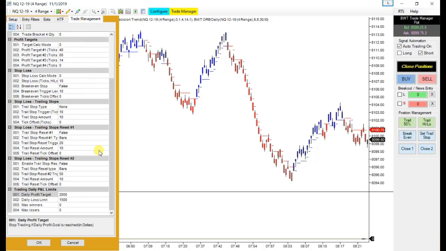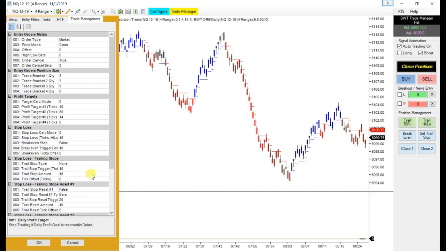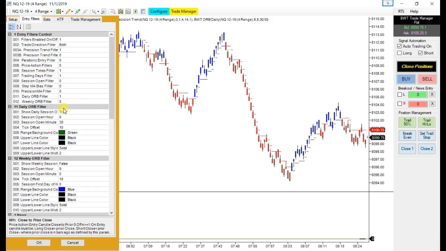So I set this template for a $2,000 target, a $1,500 stop, trading 6 contracts, and the daily open range filter I set today for 8:30, the time of the announcement.